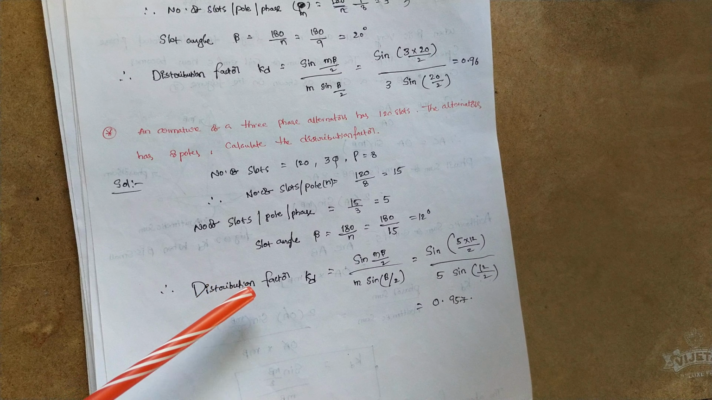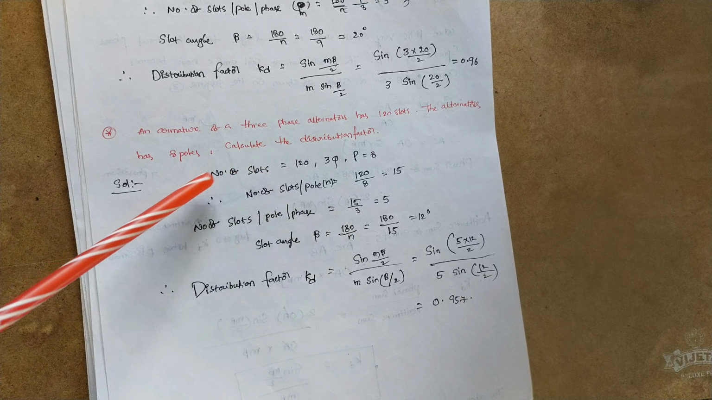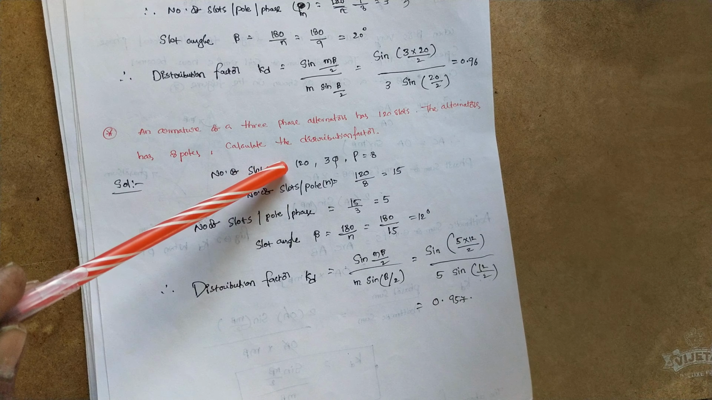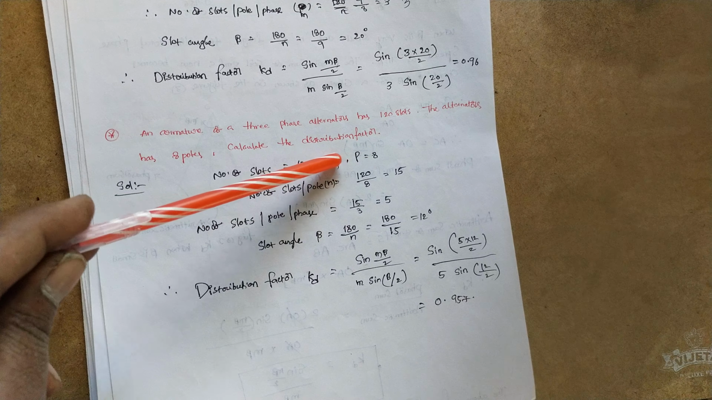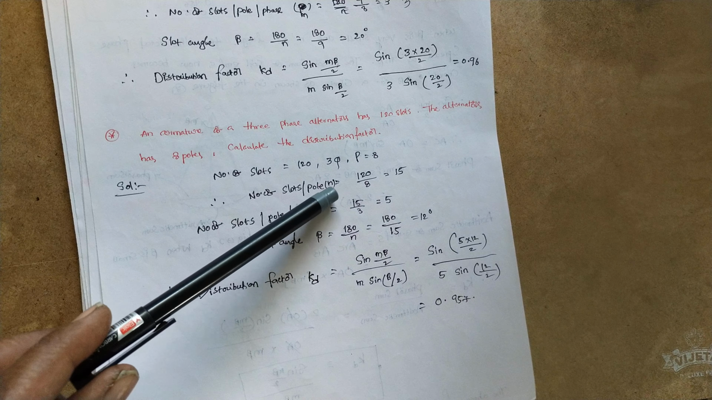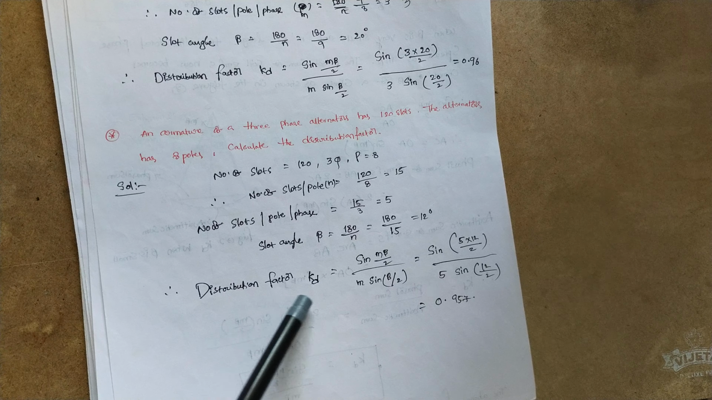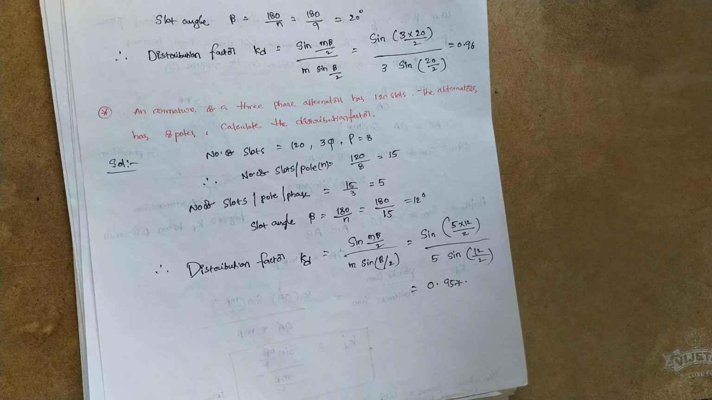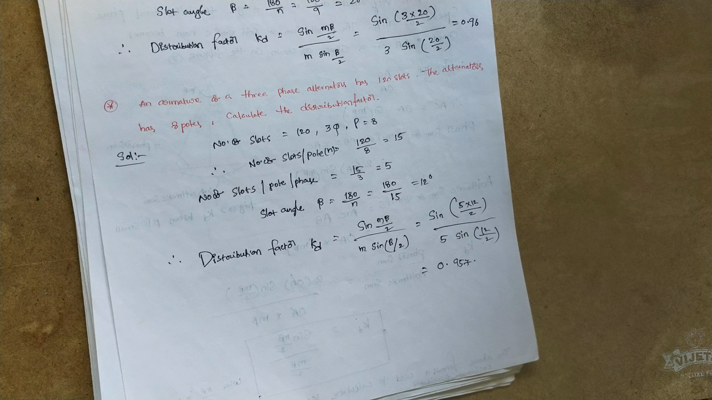Similarly, we can calculate the distribution factor for a different case. If the 3-phase alternator has 120 slots and 8 poles, the number of slots is 120, 3-phase, number of poles P is 8. Number of slots per pole per phase we have to calculate, that is equal to 5. Pole pitch is 120 by 8, that is equal to 15. Now KD equals sin M beta by 2 by M sin beta by 2, if you substitute, you will get 0.957. That is the numerical problem related to synchronous generator.